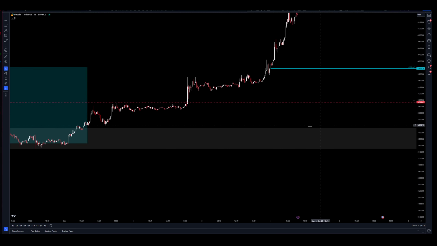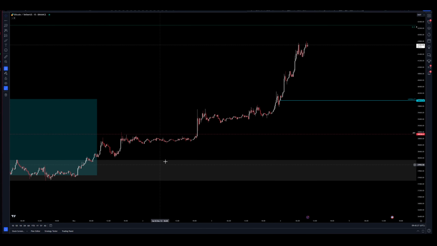Look, even the 15 minutes, just not shifting structure at all. Even here, look, you can see it just takes the liquidity, takes the low, and boom, it's gone. It just keeps going and going and going.